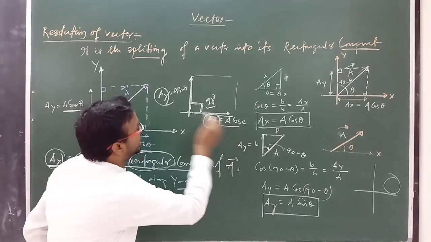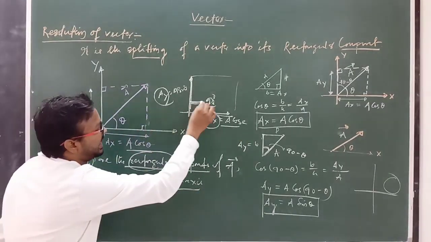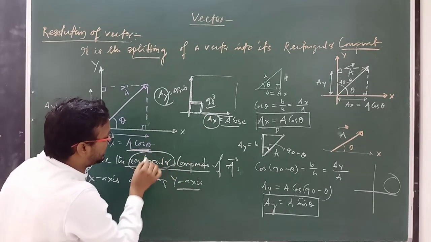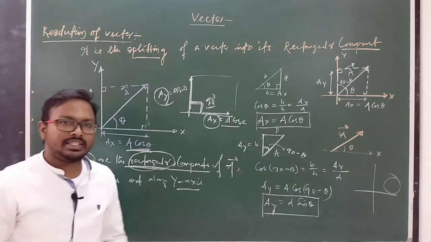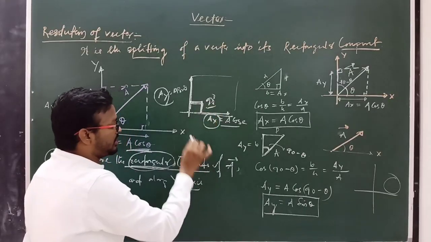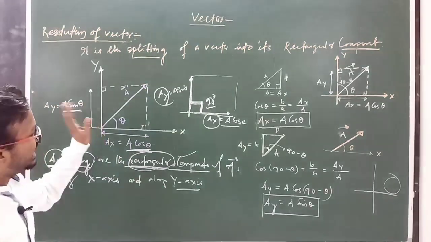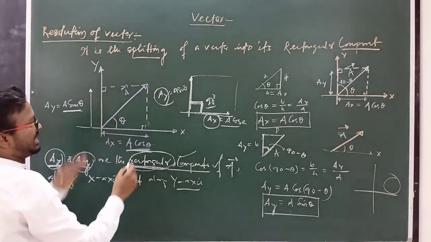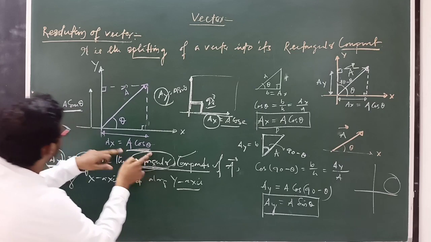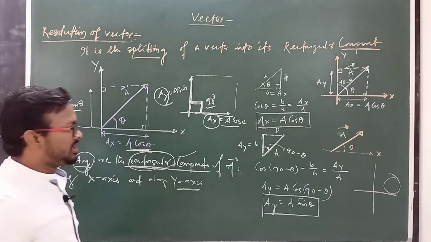Why is it called rectangular? Because the angle between the two vectors is 90 degrees. The angle in a rectangle is always 90. So it is known as rectangular component. Clear? So the a vector divides into two components, a cos theta and a sin theta. Clear? How can we easily remember this?